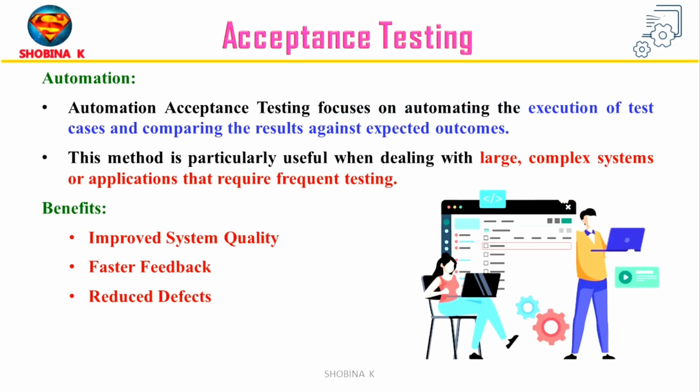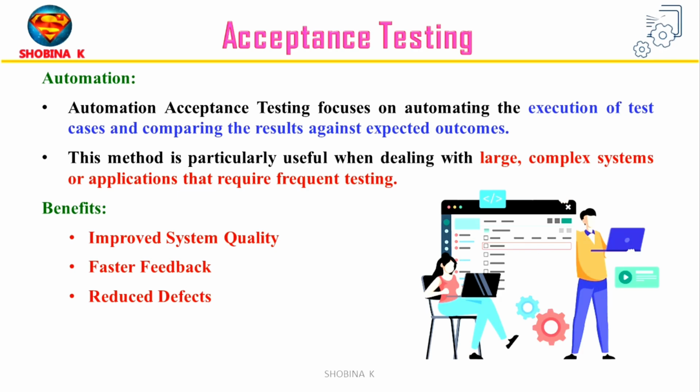Automated acceptance testing focuses on automating the execution of test cases and comparing the results against expected outcomes. This method is very useful when dealing with large complex systems or applications that require frequent testing. And these are the benefits of acceptance testing. Improved system quality. In this level of testing, the system is thoroughly tested, which leads to a higher quality system that meets the required standards and user expectations.